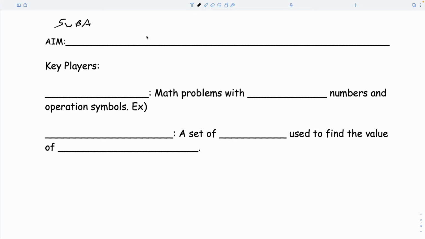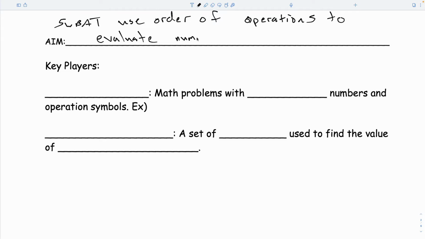And it's numerical. It's a fancy math term. It just means problems with numbers in them. 2. Evaluate. Evaluate is another fancy word. It just means solve the problem. Numerical expressions is a math problem with numbers.